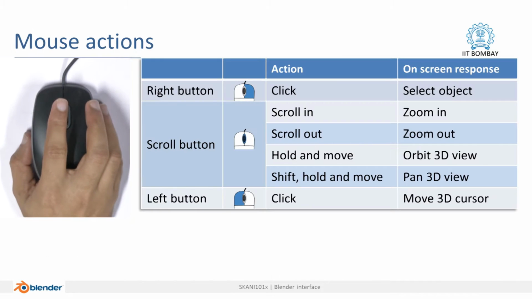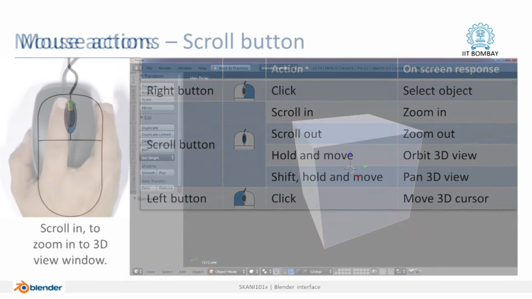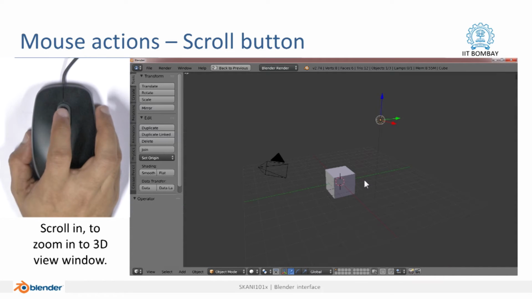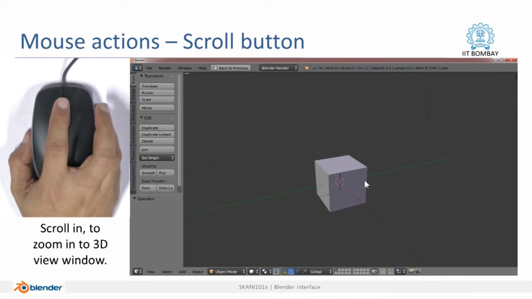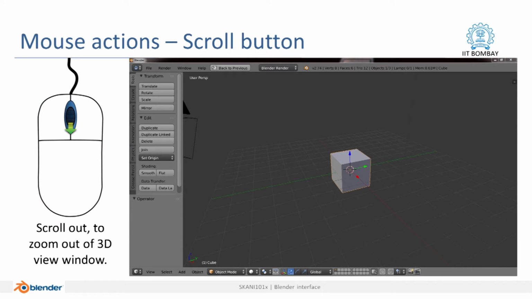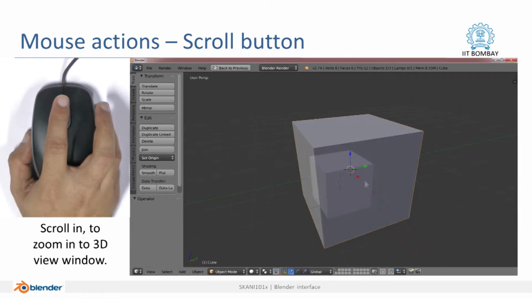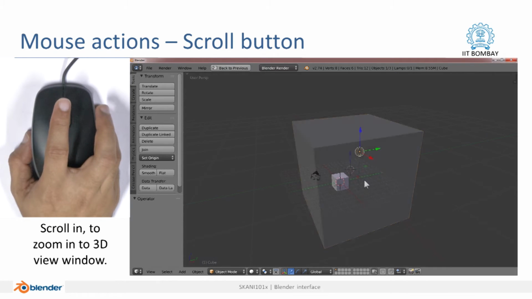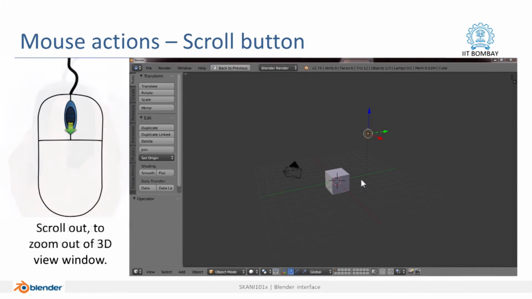The scene which we are into, if we want to see a closer look at that, we call it zoom in. For that we have to push this scroll button downwards like this. If you push it downwards, if you scroll in, then you will get a zoom in effect in the 3D window. At the same time, if you scroll out, if you take the wheel backwards towards yourself, then this is called scroll out, in which case we will get a zoom out effect in the 3D window.